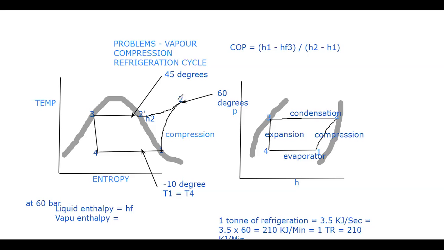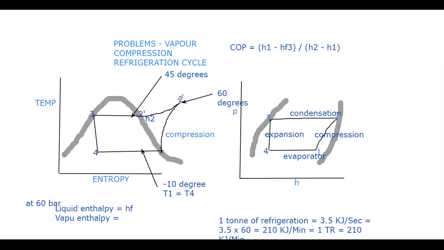So they may ask sometimes to calculate the capacity of the refrigerator, right? So for that, you just take the numerator part and then you multiply with the mass flow rate. That is very important. You have to multiply that with the rate of flow of the ammonia. Then you will get the total heat extracted per minute, right? That divided by 210 will give you your tons of refrigeration. That is the capacity. Okay.